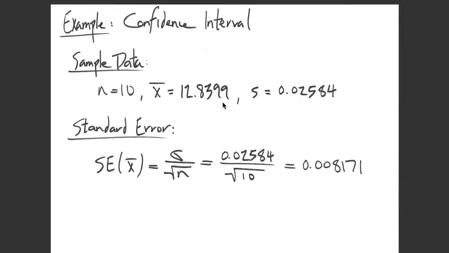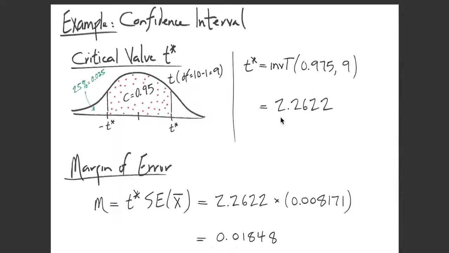Well, let's collect the ingredients. First of all, our sample data is just as before: the sample size, the sample mean, and the sample standard deviation. Again, we would calculate the standard error. Again, we'd get the same thing. The critical value, remember, for a confidence interval when sigma is known, we call this a z-star, and it's the number of standard deviations in a standard normal distribution you need for the confidence level you desire.